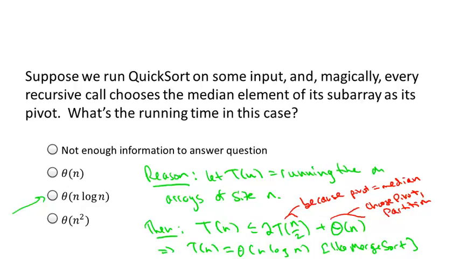The upshot of this quiz is that even in the best case, even if we magically get perfect pivots throughout the entire trajectory of quicksort, the best we can hope for is an n log n upper bound. It's not going to get any better than that. So the question is, how do we have a principled way of choosing pivots so that we get this best case, or something like it, this best case n log n running time? That's the problem we have to solve next.